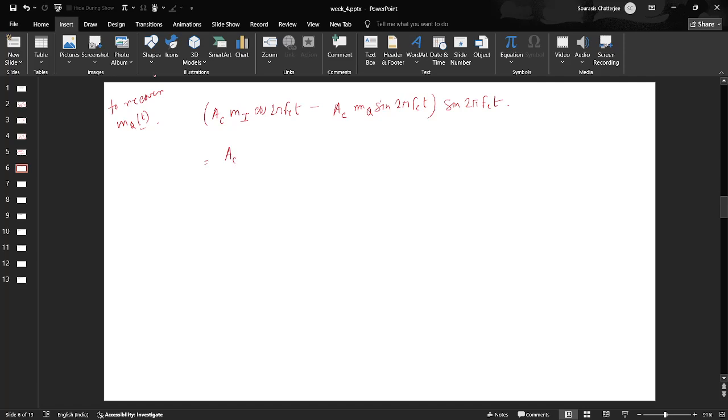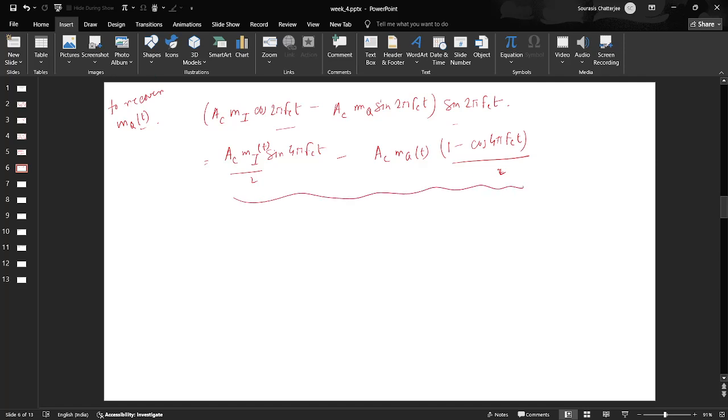So here I am getting A_c m_I cos 2 pi f_c t sin 2 pi f_c t. So let me write it down at a time: sin 4 pi f_c t by 2, minus A_c m_Q(t), write down t here, sin square 2 pi f_c t, and that is nothing but 1 minus cos 4 pi f_c t over 2.